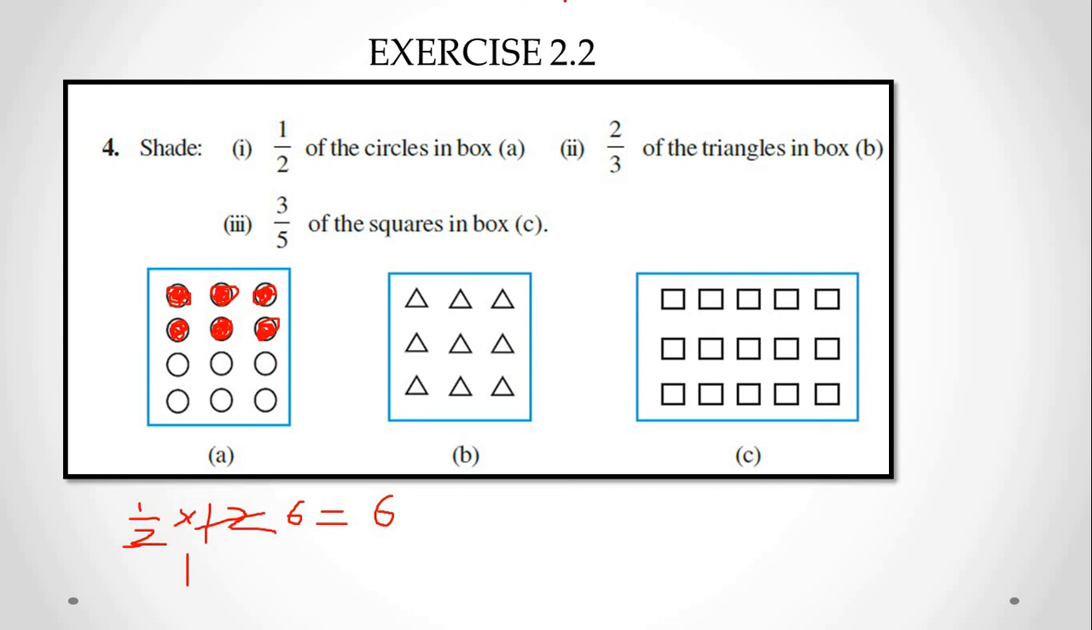So finally we solved question number 1. Now it's time for question number 2. In question number 2 it is 2 upon 3 of the triangles in the box. So total triangles are 9. So how will you solve that? 3 ones are 3, 3 threes are 9. And finally 3 into 2 is 6. So here our answer is 6, which means you have to shade a total of 6 triangles. You can start from the top and shade a total of 6 triangles.